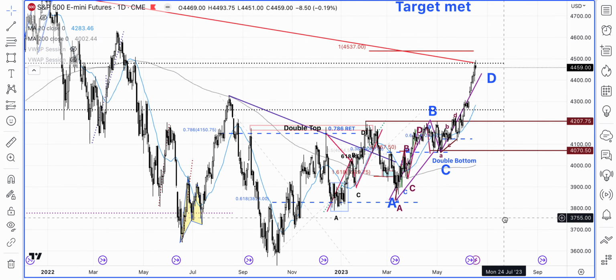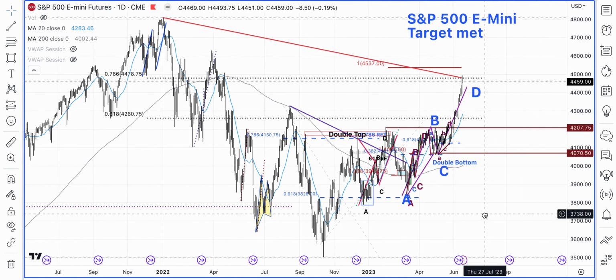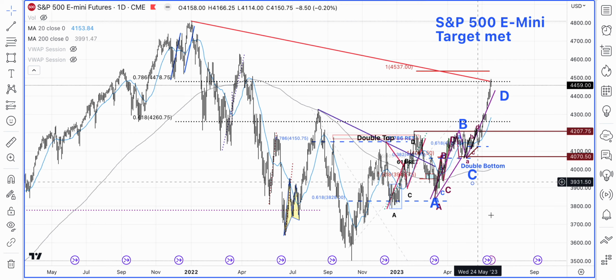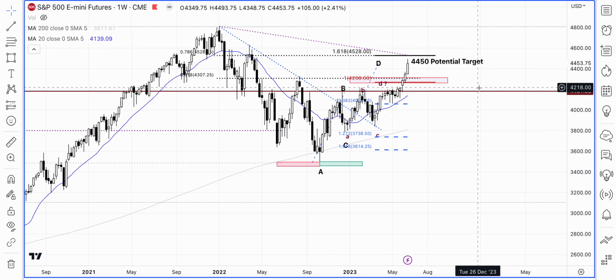So ES is also right at the 78.6% Fibonacci retracement on a daily chart. Initially we were looking for a sideways to higher market going to 4430. In fact this is exactly what it did, and it exceeded that and came to the 78.6% retracement. So it's also a completed pattern. There's a possibility that the price could move a little bit higher here, just like in the NQ we saw 15,666.